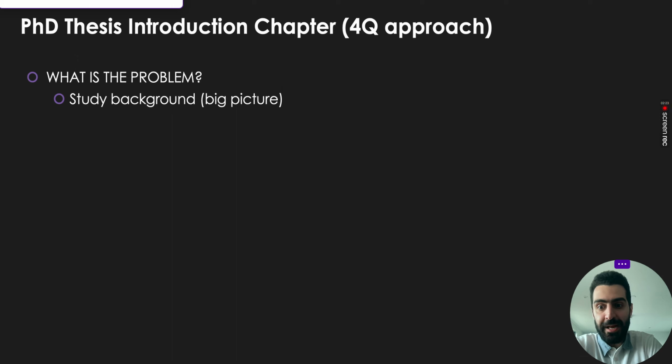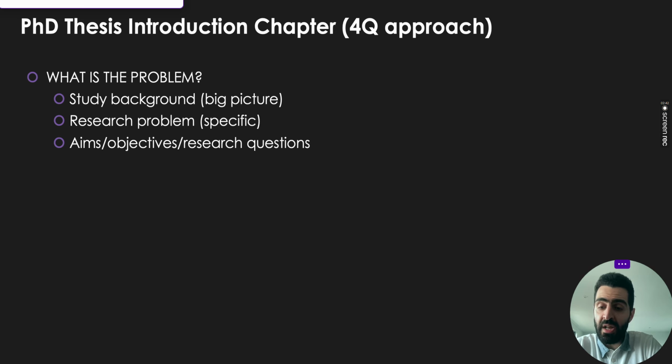And especially in a PhD thesis, you're expected to really talk a lot about the bigger picture because you have the capacity to do that as opposed to a research paper. So don't dive straight into the specifics. So once you've talked about the bigger picture, then you talk about the particular research problem that you're going to address. And then you dive into the aims, objectives, and your research questions.